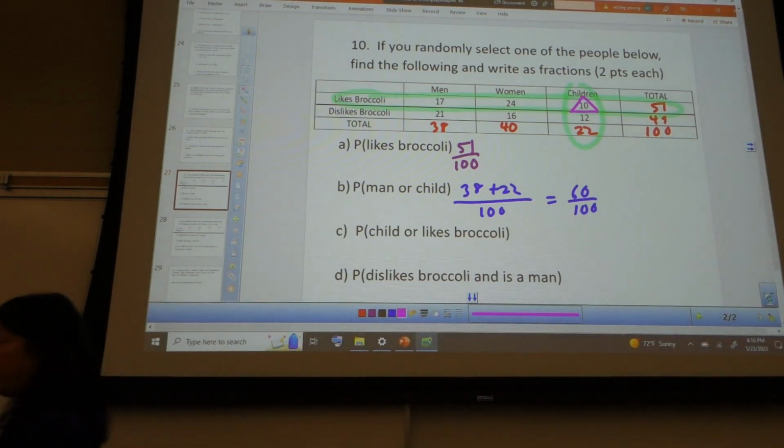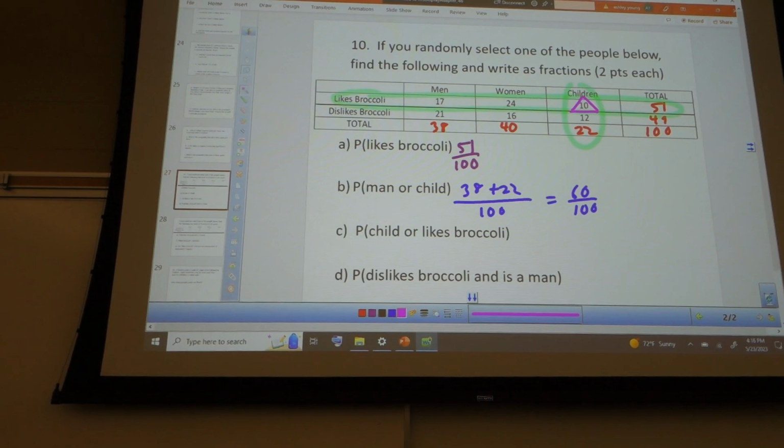So if I add up 22 and 51, I have to subtract off 10 because that 10 is getting counted twice. So 22 plus 51, the totals. But I have to subtract 10 because 10 of them are being counted two times. Yep, 63 out of 100.